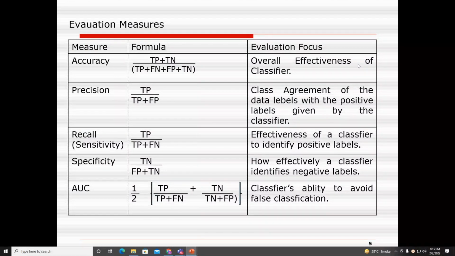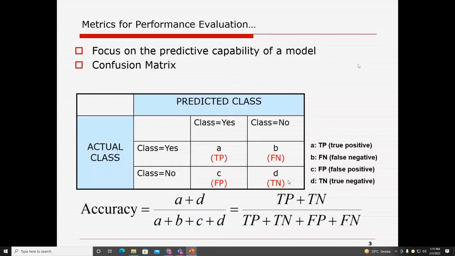Then we have specificity. That is how effectively a classifier identifies negative samples, right? Like positive samples are sensitivity, that is called recall. How effectively a classifier identifies the negative sample is called specificity. That is TN upon FP plus TN. So this is your second value, divided by the sum of the second row. TN upon FP plus TN.